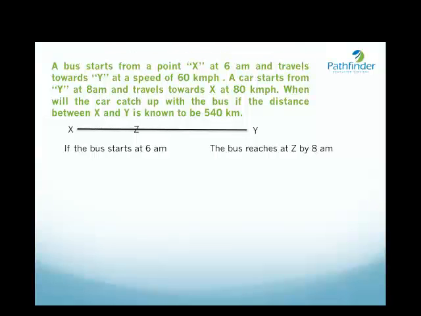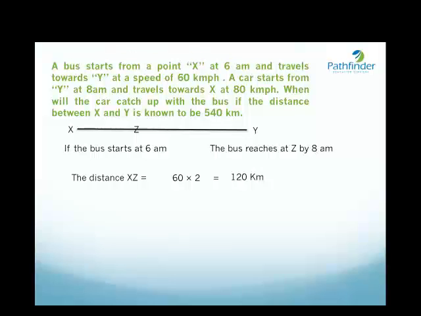So let us first calculate what is the relative distance between the car and the bus at 8 a.m. In order to do that, we need to calculate the distance XZ. So what is the distance XZ? The distance XZ must be the distance traveled by the bus in 2 hours, which is equal to 60 into 2, that is 120 kilometer.